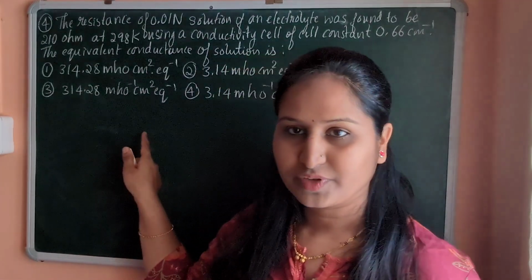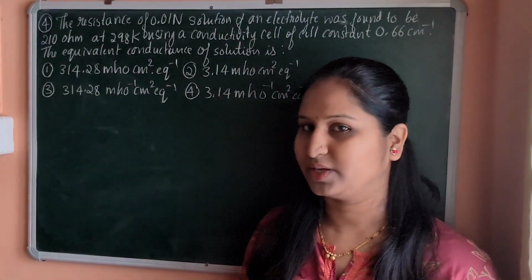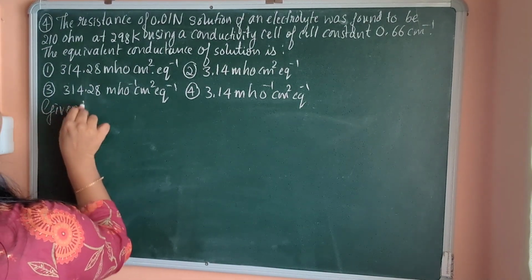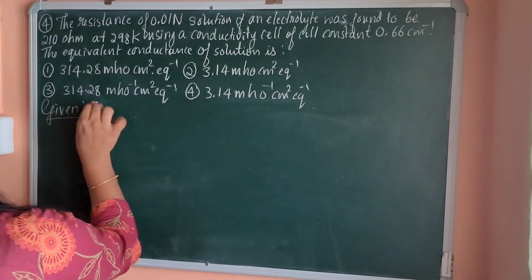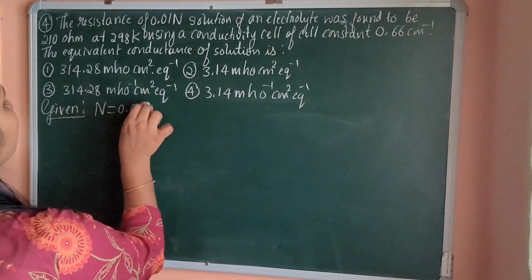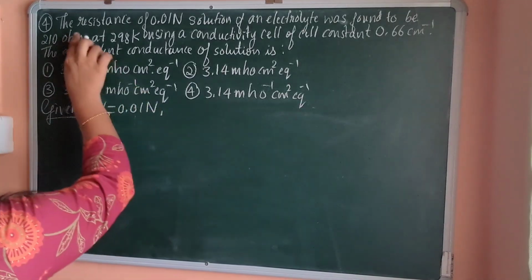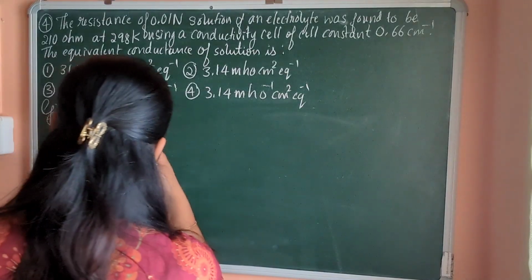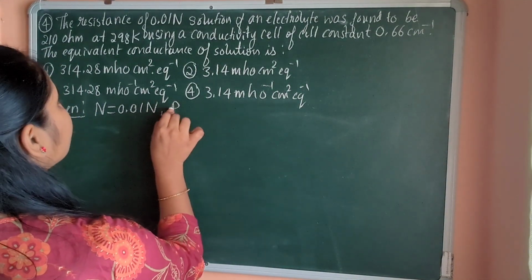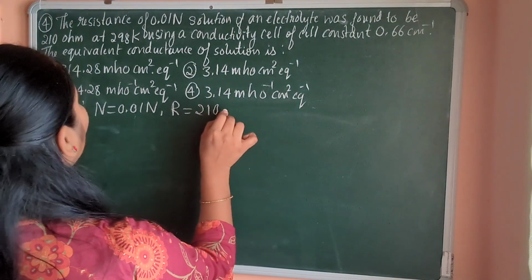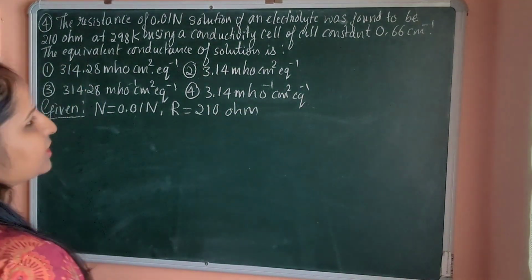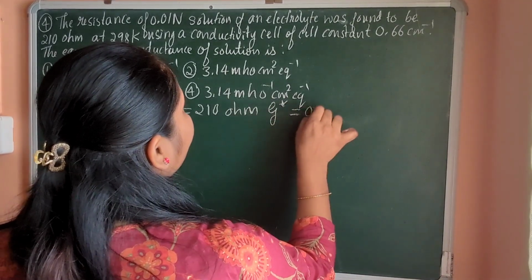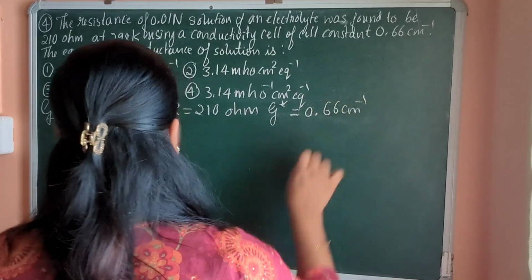For solving this question, first we have to write what all is given in the question, then we can solve this question easily. What is given? Let me write that. Given things: concentration is given, that is normality is given, 0.01 normal solution. Next, they have told the resistance of this concentration solution. The resistance is given, you can get that through the unit itself. So the resistance R is equal to 210 ohm. Okay. Next, they have given the cell constant. The cell constant is given by the value G star, which is equal to 0.66 per centimeter. What is being asked?